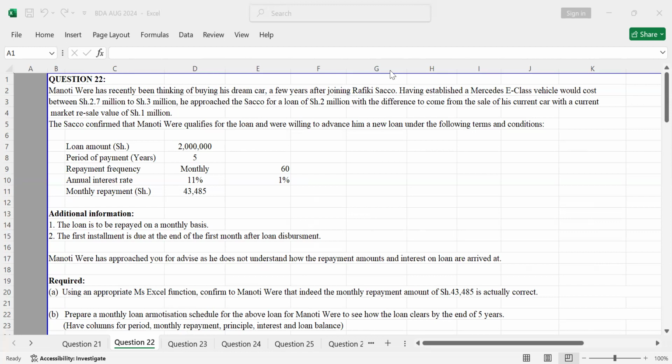I say this is a practical paper. We have to do it, all of us, practically. So make sure that in this case, you have the paper, you have the Excel sheet opened, and then we do it practically as we do on that particular part. So loan amortization, we can do question 22.